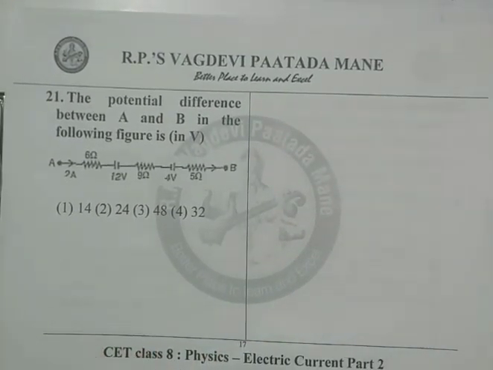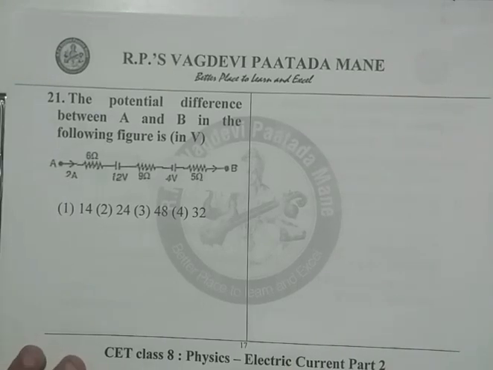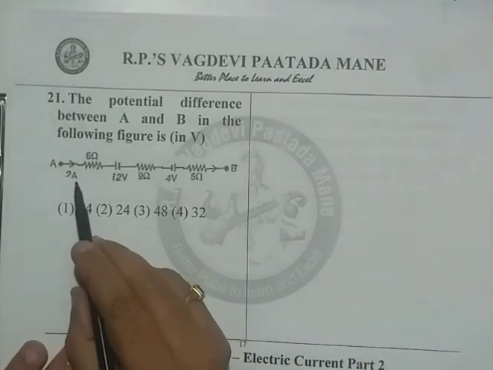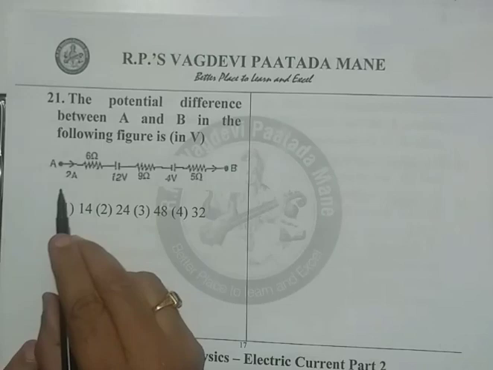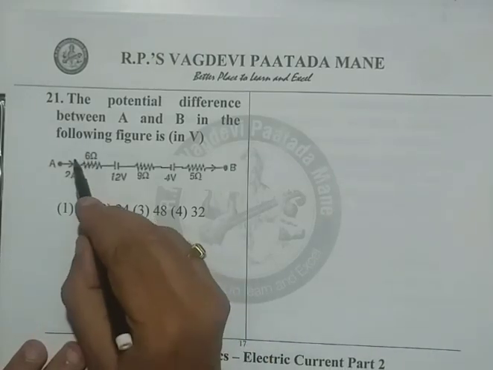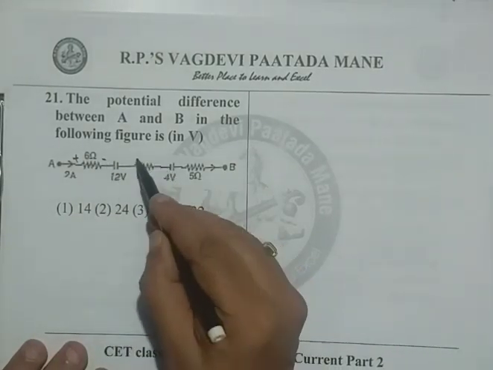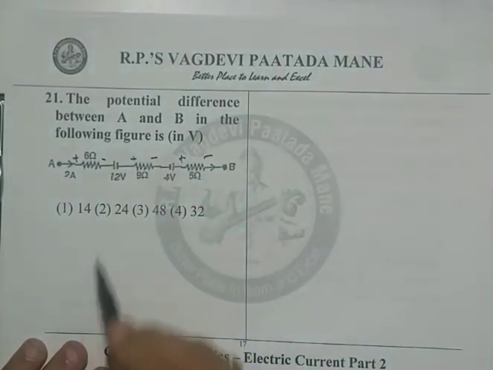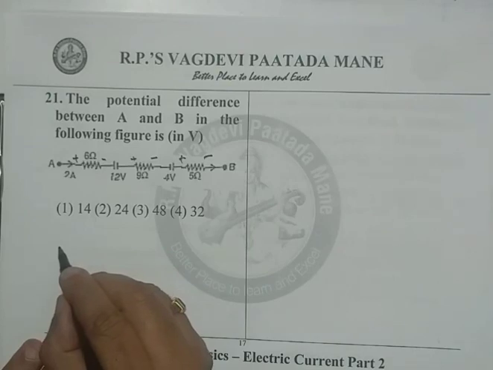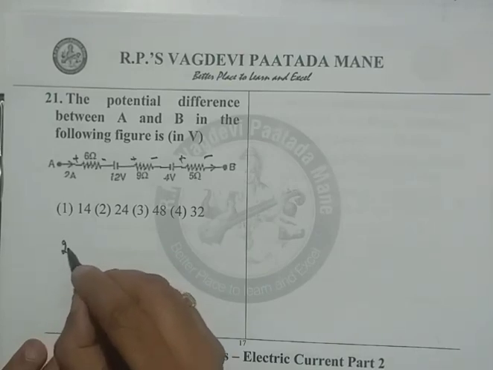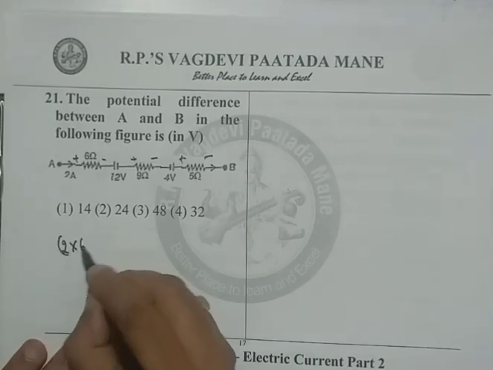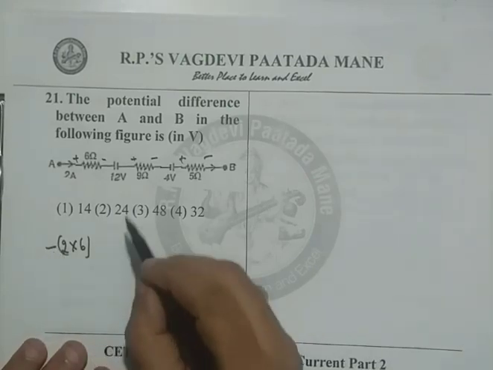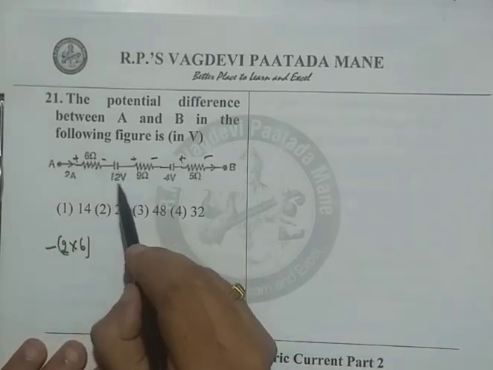Next question is, the potential difference between A and B in the following figure is. We simply apply Kirchhoff's voltage law here. If current is 2 ampere, say this side is positive, this side is negative, positive, negative, and positive, negative as current flows. So we can write by applying the sign convention also. 2 into 6 with minus sign. Here plus 2 minus 12 volts goes.